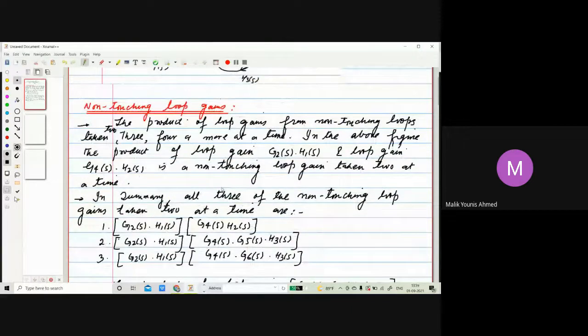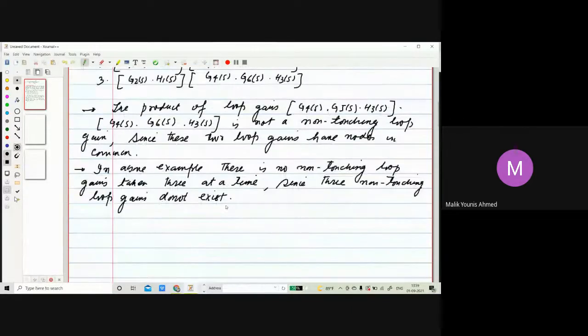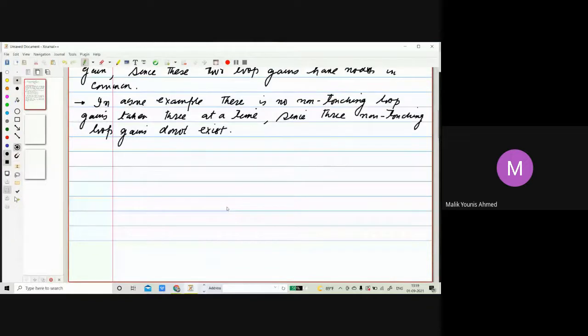Non-touching loop gains, what are they? Non-touching loops, what are they? So there should be no confusion. Let's move to the main objective, which is to see what is Mason's rule. Mason's gain formula, it's also called. Mason's rule is also one and the same thing. So let's focus on this.